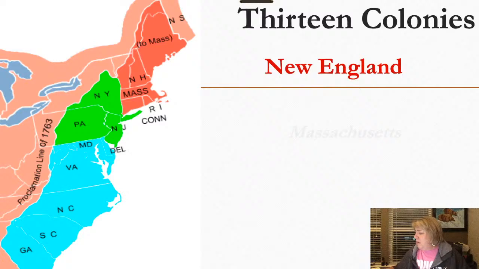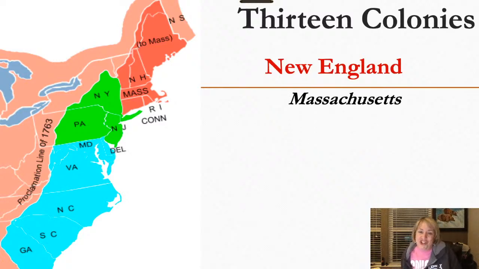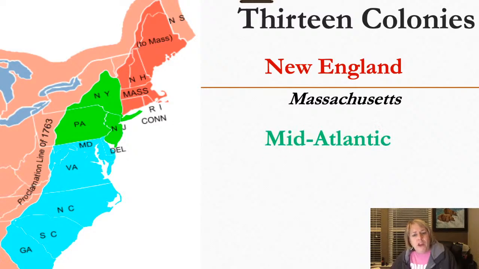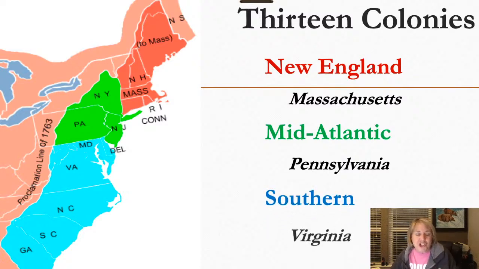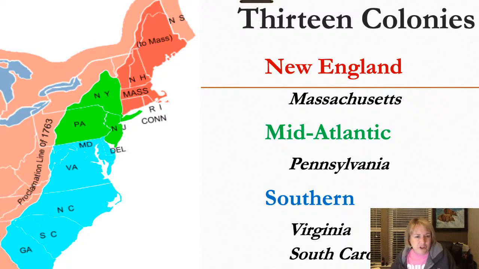In the 13 colonies, we have three distinct regions with kind of a sub-region as well. You have the New England region, which predominantly centers around Massachusetts. You have the middle colonies, or the mid-Atlantic colonies, that center around Pennsylvania. And then you have the southern colonies that center around Virginia and South Carolina.